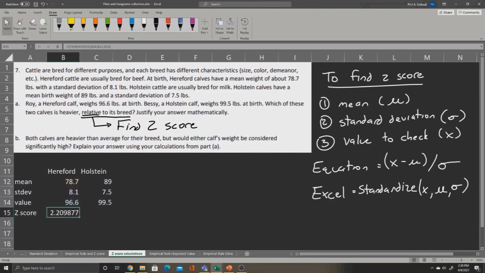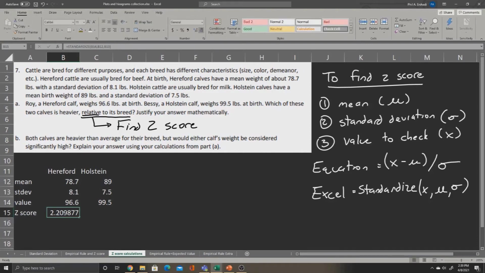And we get that our first calf has a z-score of 2.209 with many decimal places after. Once again, we'll go back to home and we'll click decrease decimal. We'll just say 2.21 and we'll paint that gold. That is one of our answers.